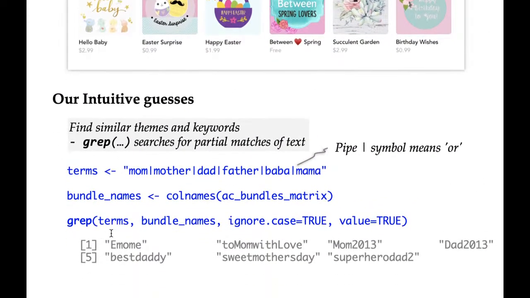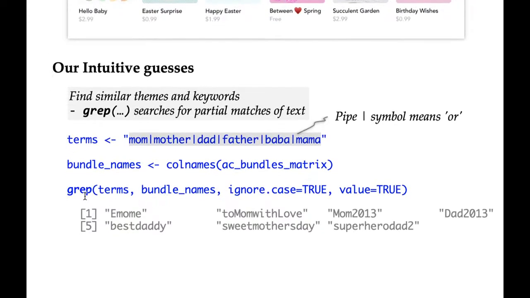Quick explanation of how that code works. When I define these terms, you notice I put a little symbol, this straight line symbol in there. That's the symbol on top of the backslash key, I think, on your keyboard. This is called a pipe symbol. And this often is used in computing to mean or, like this or that, one thing or the other thing. So what these terms are really saying is mom or mother or dad or father or baba or mama.